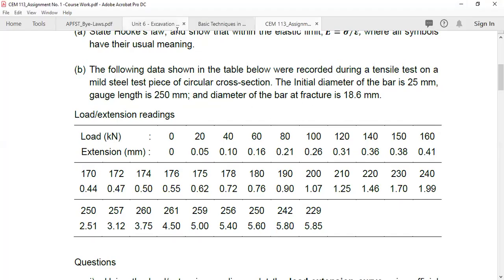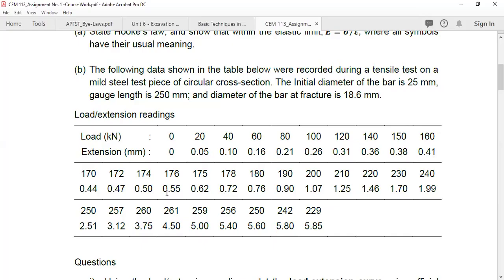So at this point, I expect that everybody knows the parts of the graph. This one is a load extension curve. A load extension reading. So you have the load and you have the extension. Every load has an extension as we move on. Now, when you want to plot the graph, you need a load and you need the extension. That is, if you want to plot a load extension graph. If you want to plot a stress strain graph, you need to calculate the stress and also calculate the strain based on the values given in the question.